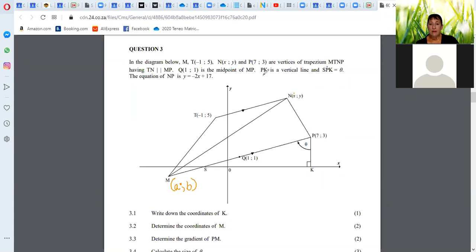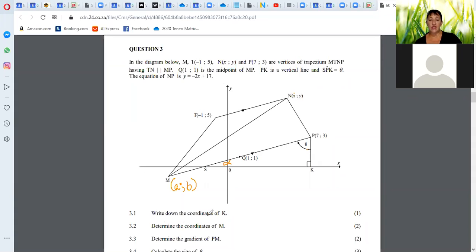All right, so technically we could find A and B if we needed to by using reverse midpoint. They say PK is a vertical line and angle SPK is theta. All right, now you immediately notice that theta is in the middle of nowhere. So remember, if you want to use tan theta equals M, you can only find the angle of the x-axis. So that angle, if you needed to. Okay. And then they also said that the equation of NP is that. So they're giving you the equation of NP.